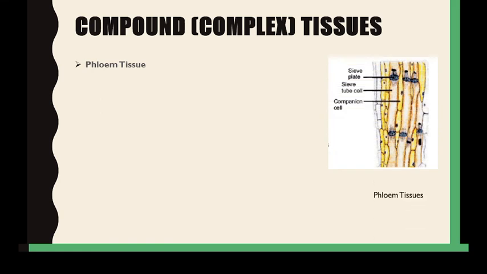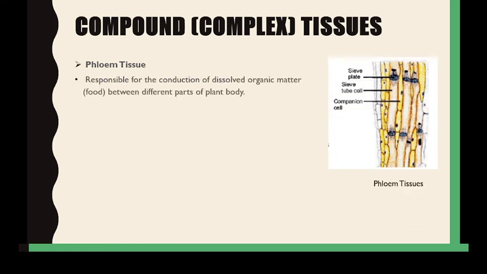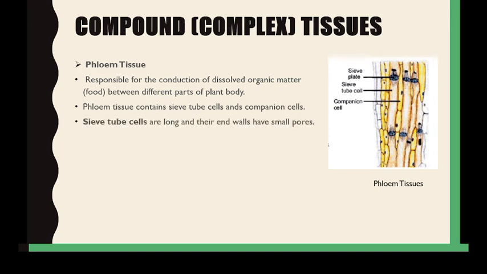What are phloem tissues? These are again responsible for conduction of dissolved organic matter, food, and these tissues contain companion cells as well as sieve tube cells. These again contain two types of cells, sieve tube cells which are long and their end walls have small pores.